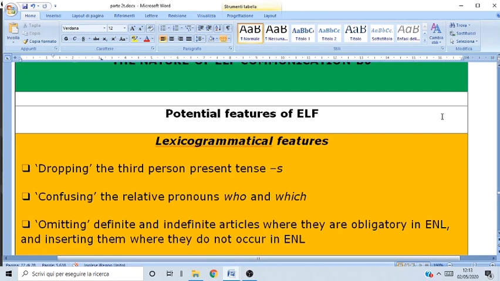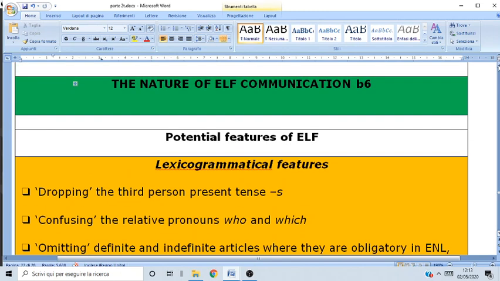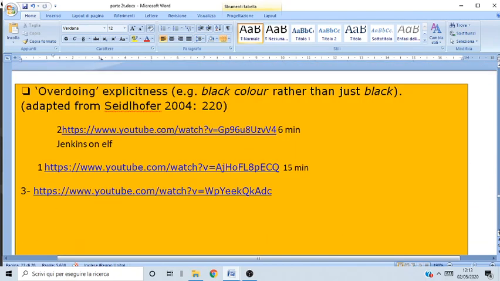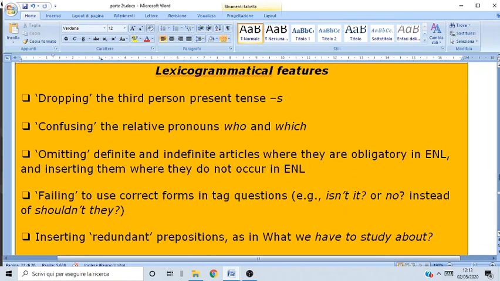Now, for today, we're going to start point B.6, and we're going to look at the potential features of ELF, English as a lingua franca. I think I did this? No. Okay, yeah, I introduced it because I see that I put the links. So we looked at some lexicogrammatical features of English as a lingua franca. And it all deals with simplification, okay?